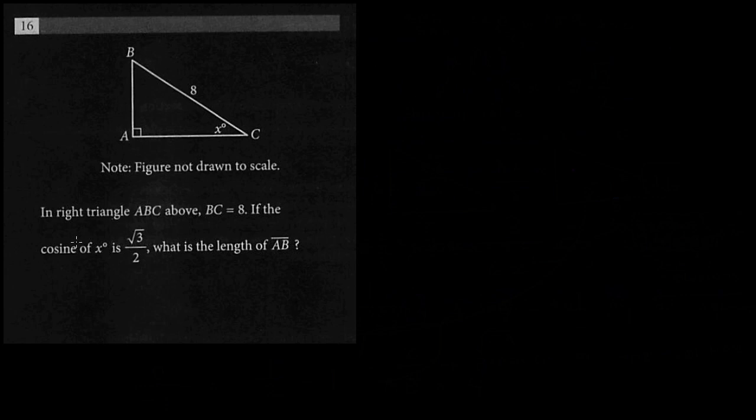Question 16 reads, in right triangle ABC above, BC equals 8. If cosine of angle X is root 3 over 2, what is the length of AB? Well, we know, if this helps, SOH CAH TOA.